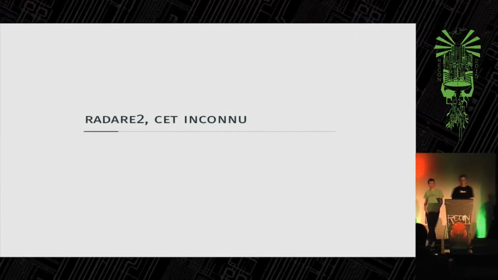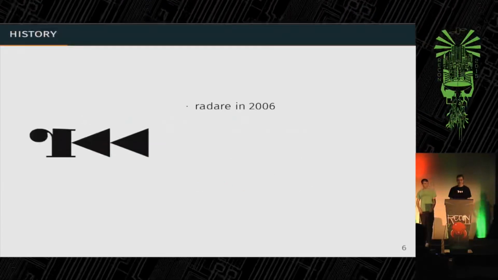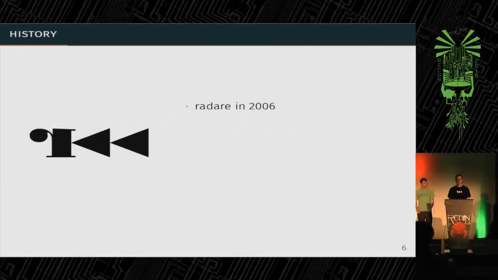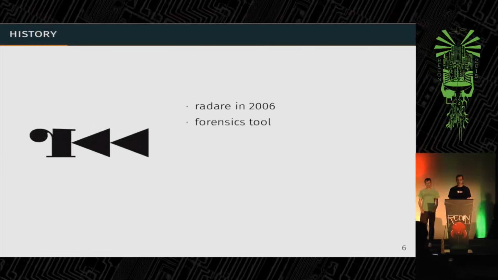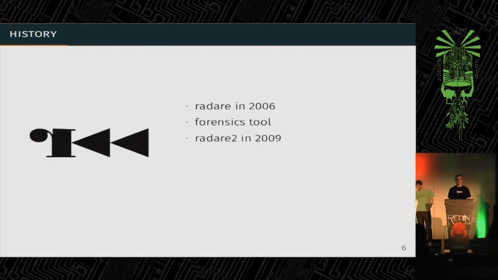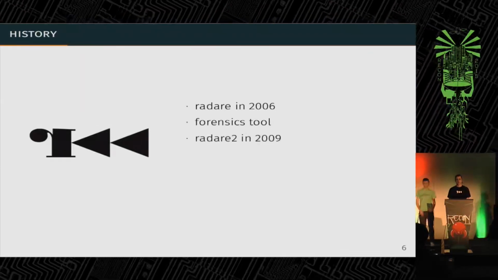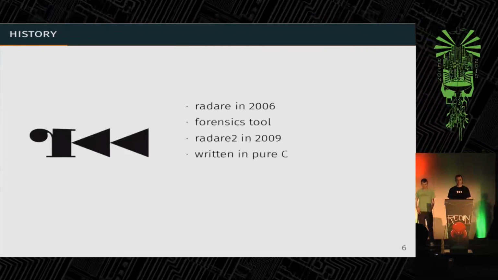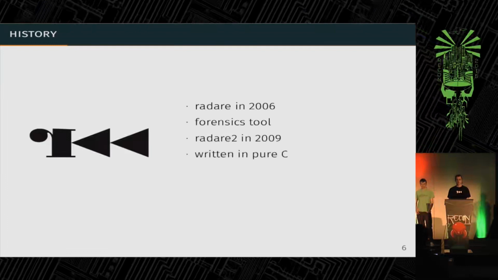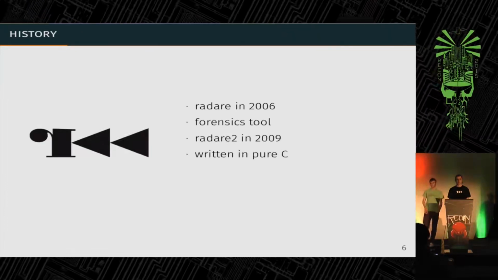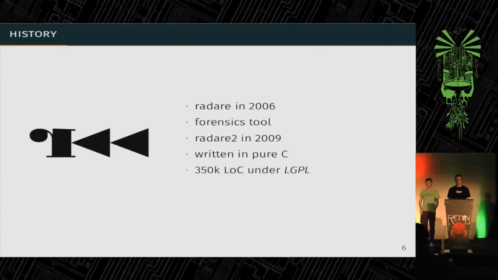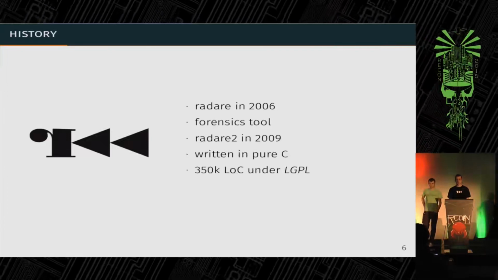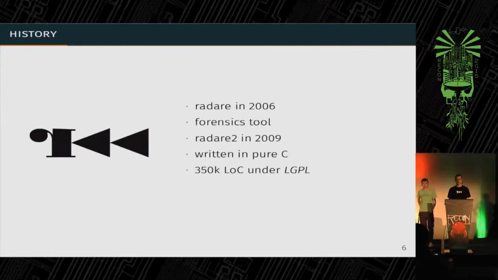So it's my time. So Radare2. Radare started in 2006 by a Spanish guy named Pancake. It was a forensic tool, a hexadecimal editor, and he completely rewrote it with some friends of his in 2009. It's completely in C, so it's really portable. You can compile it on anything you want. And there is a shitload of C lines, and it's LGPL, so you can embed it in your proprietary software and sell it.